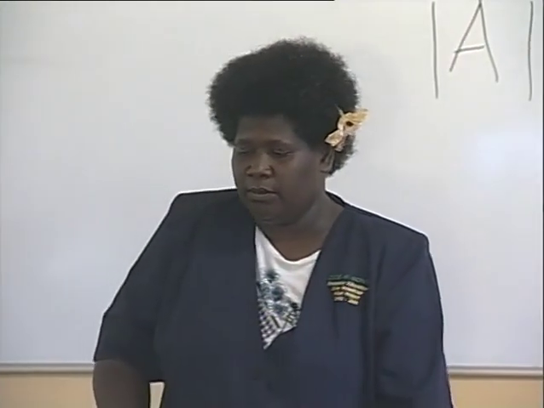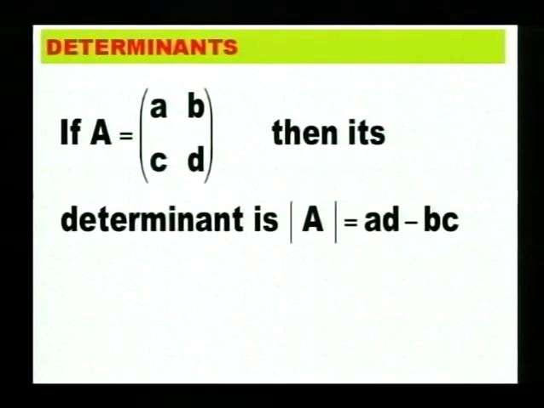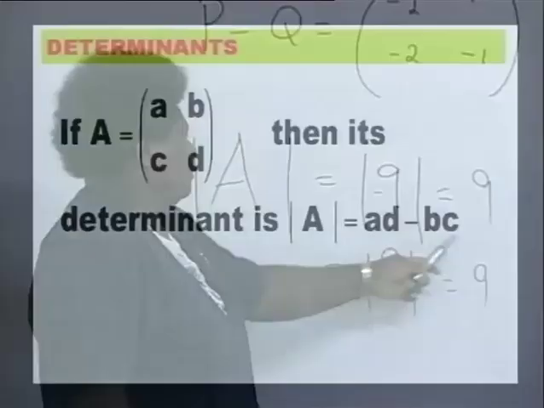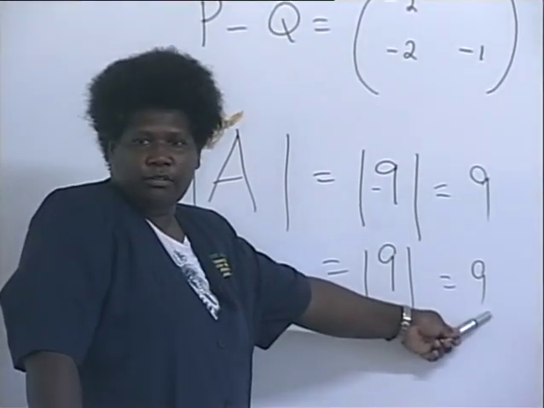Determinant is the absolute value of A, which means if you get a negative number, the absolute value will be a positive number. We'll go through that in detail later on. So the absolute value of A is equal to AD minus BC. Like I said, if you get a negative number when you multiply A times D and subtract the product of B and C, the answer will have to be a positive number. Just like here, the absolute value of that is 9, and the absolute value of this is also 9.